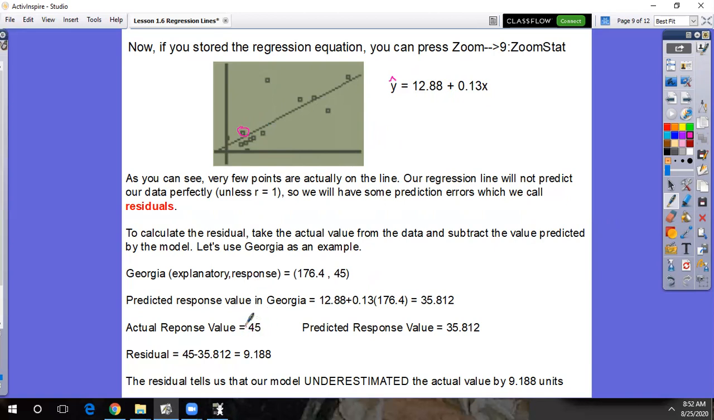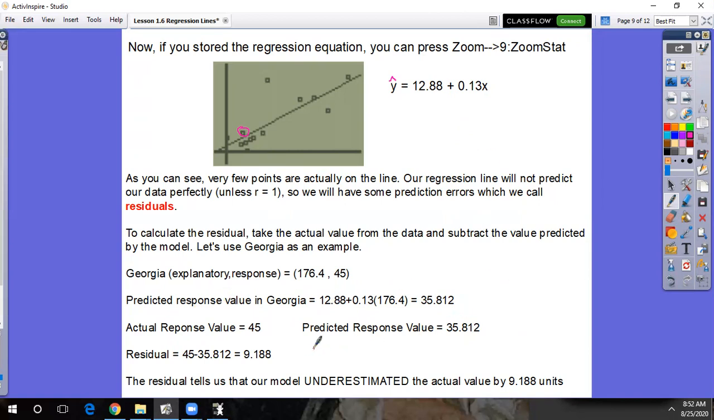So what I want to do is find the predicted value of the response variable in Georgia. So the predicted value is 12.88 plus 0.13 times 176.4, because this is our X value, which was the explanatory variable, which was population density. So we're going to plug our population density in here for X. And then what I get is about 35.812. So our actual value is 45. Our predicted is 35.812. So to calculate the residual, I do actual value minus predicted.